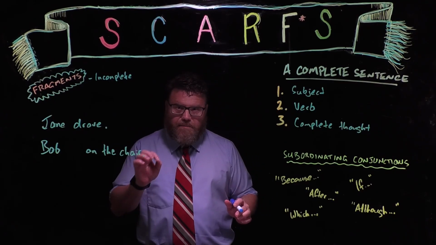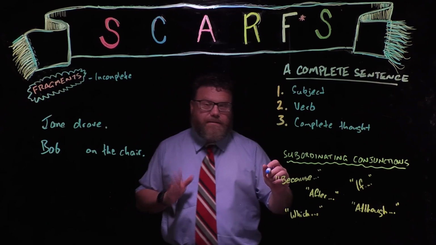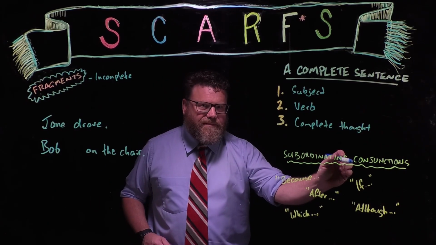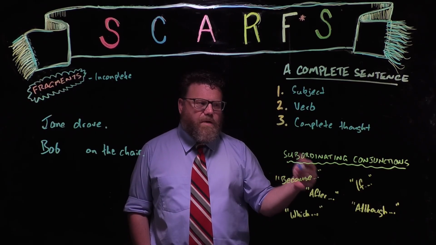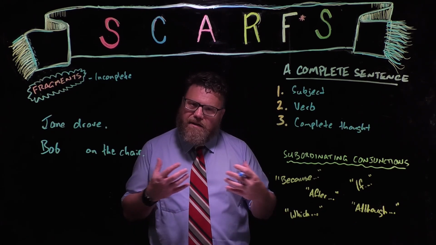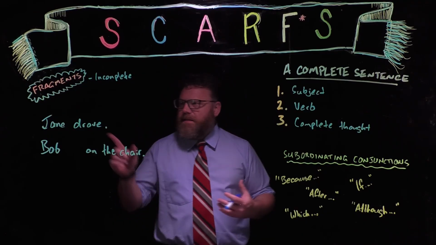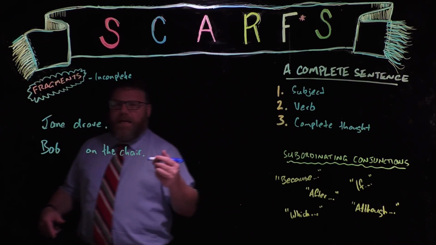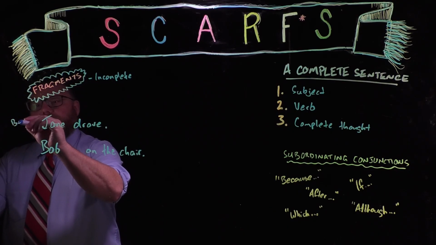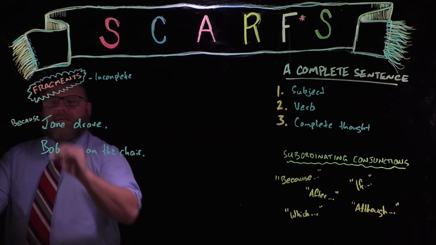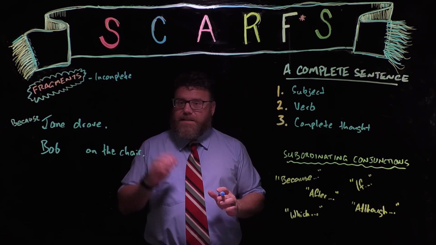The other, and this is the big one, the other area where we run into trouble is when we've got a subordinating conjunction at the beginning of the sentence. These are words like because, after, although, which, if, because they create a dependent clause. They leave us hanging, needing more information to make sense. So if we take our Jane example and we put one of our subordinating conjunctions, let's go with because, then we've got because Jane drove. Now we've got a sentence fragment.